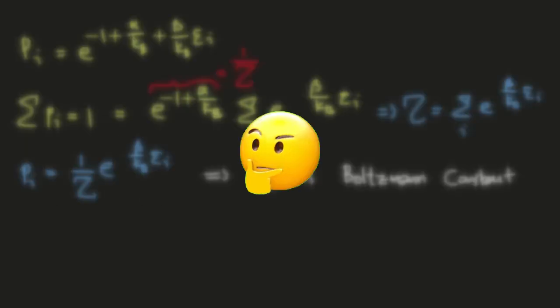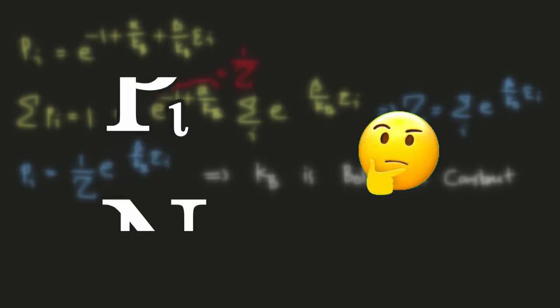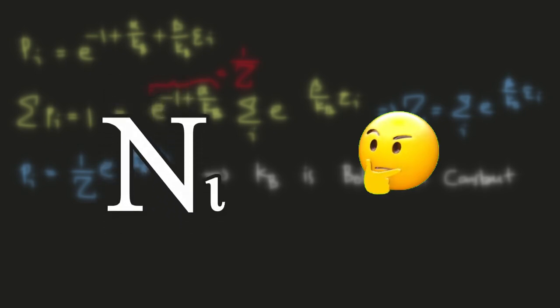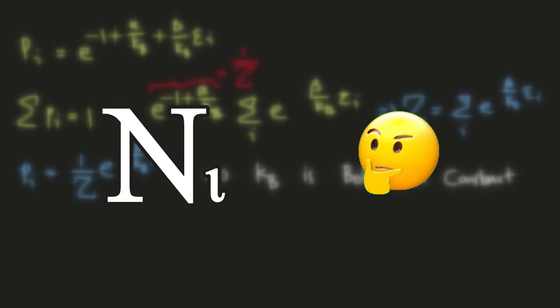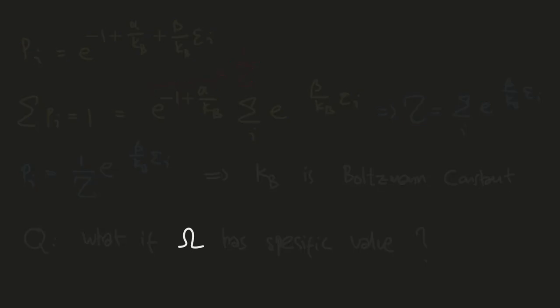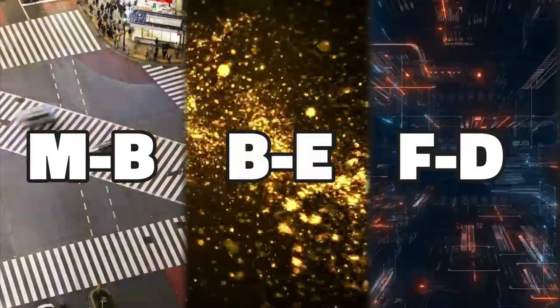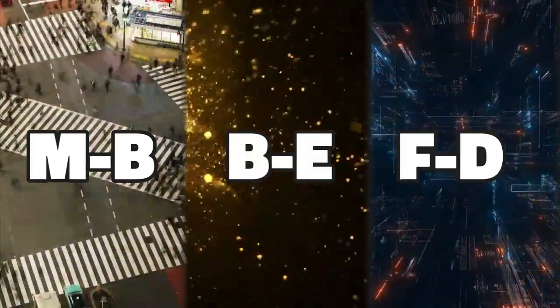And now you may be thinking, until right now, we're using only probability. So what happens if we use the number of particles in state i instead of probability pi? In summary, my question is, what if omega has a specific value, or I can just say, what if we use omega instead of probability? And for the answer to this question, we have three different cases that are commonly used in modern physics.